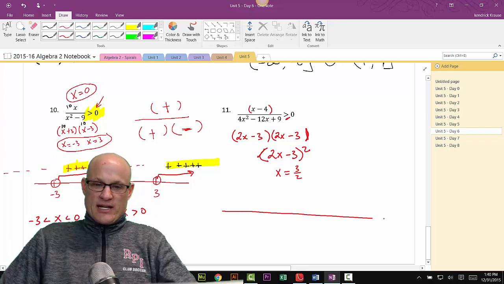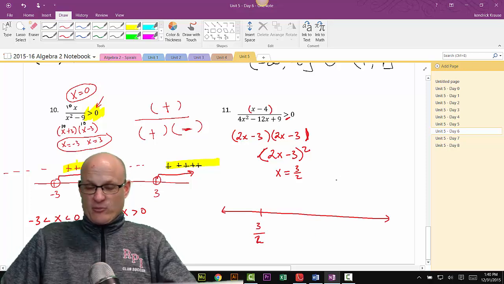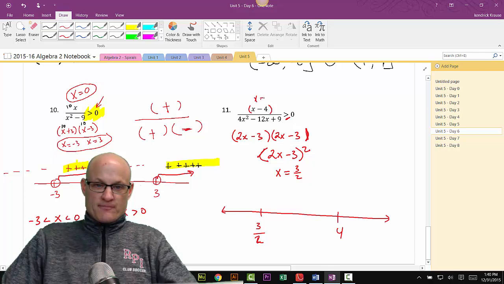So I have two critical numbers. I have 3 halves, which is like 1.5. It is 1.5. And 4, because this one gives me x equals 4.